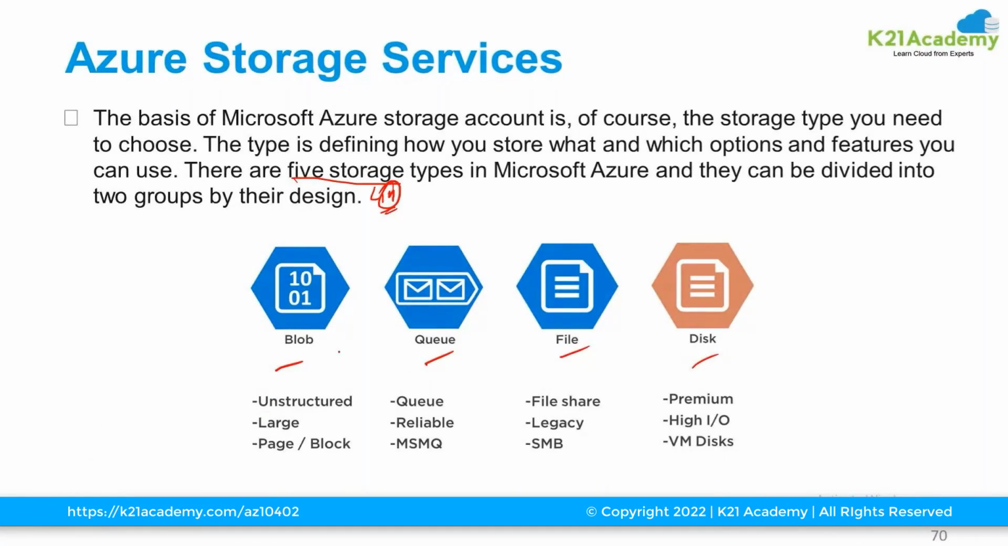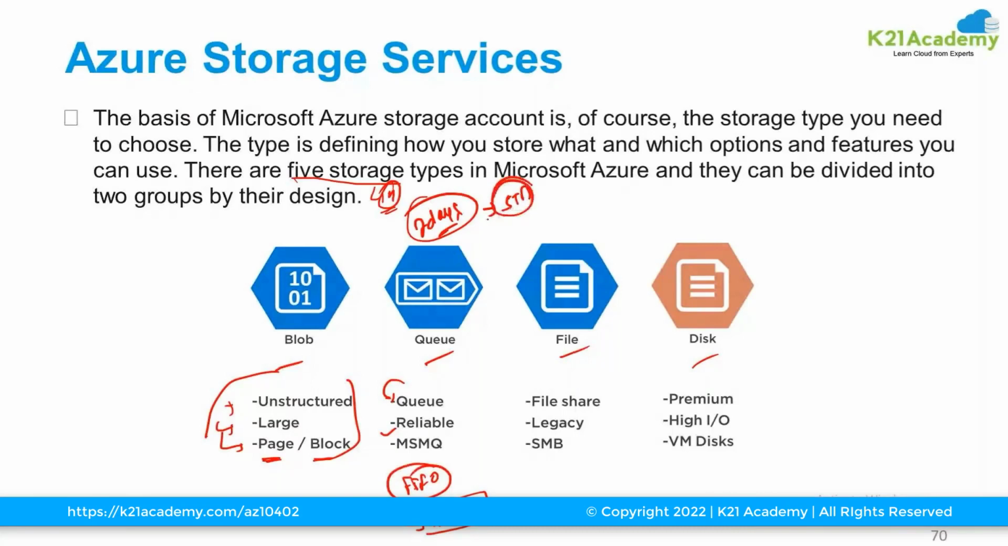In blob we have unstructured large data, and it can be page or block blob. In queues we can use a queue, where FIFO, first in first out, will work. It will create a queue inside which your data will come. It is very reliable because data in this queue is kept for up to 7 days, and it can go up to, I think, 5 TB. That's what I remember, the amount of data that can go up to that point. Until 7 days your data will be there.